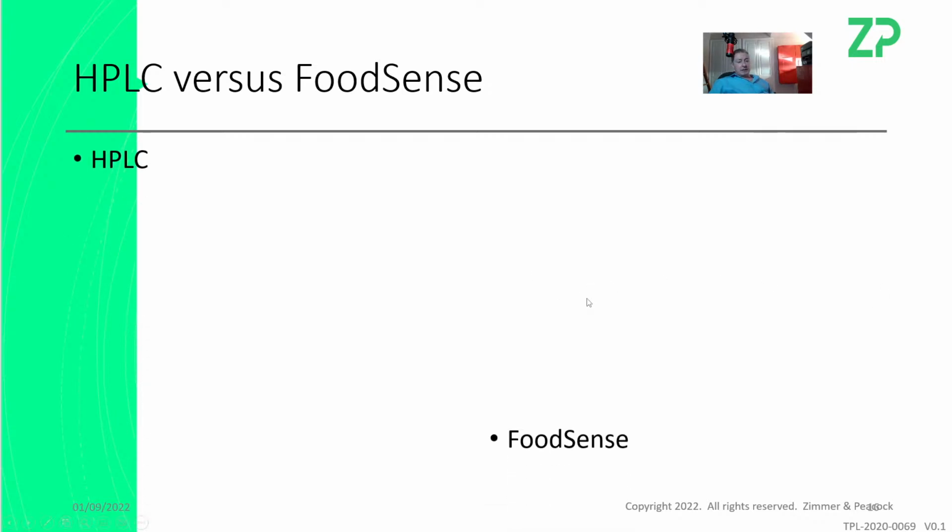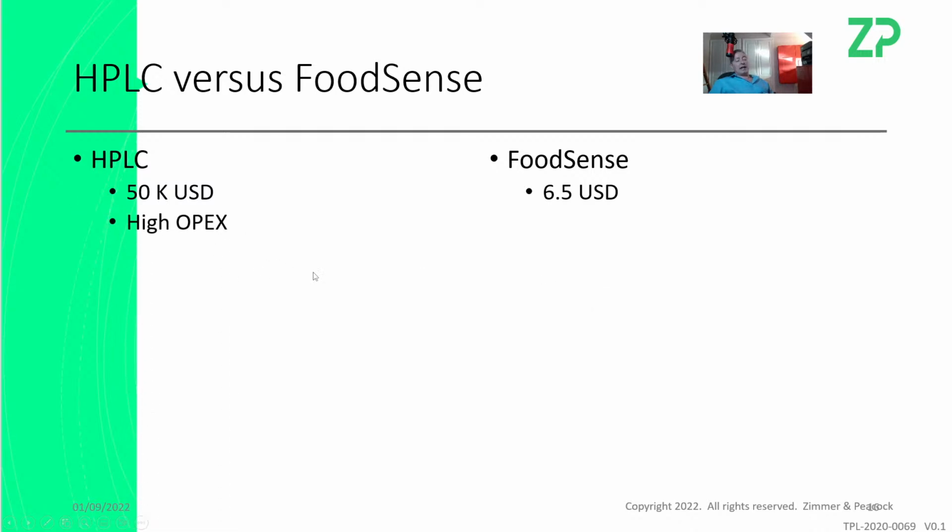So HPLC versus FoodSense. HPLC is about a 50K US dollar instrument. Ours is about 6.5, so it's about an order of magnitude less. When I say high OPEX, high operational expense, you have to buy the HPLC, you have to keep it in a fairly clean lab. You have to have probably a master's degree chemist to run it. You have organic solvents and organic solvent wastes, and you have the columns. The columns are hundreds of euros in themselves. With us, there's literally no OPEX cost. The operational cost is really quite low.